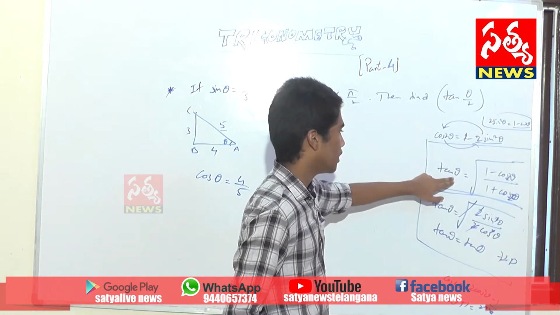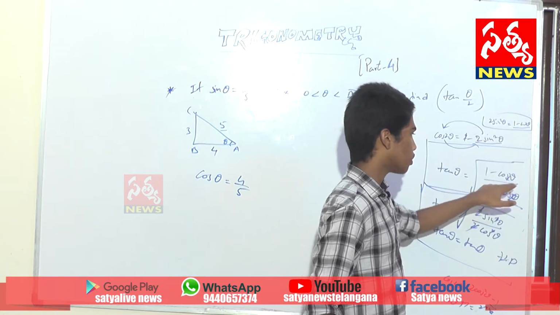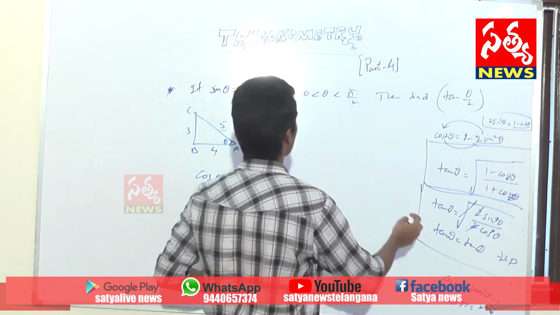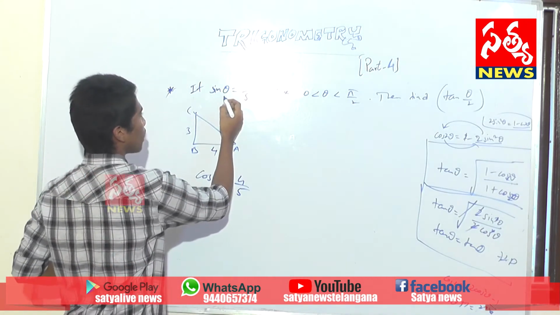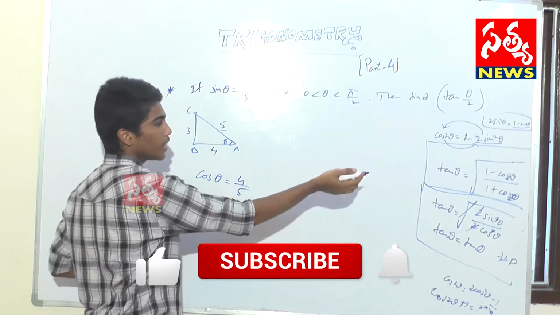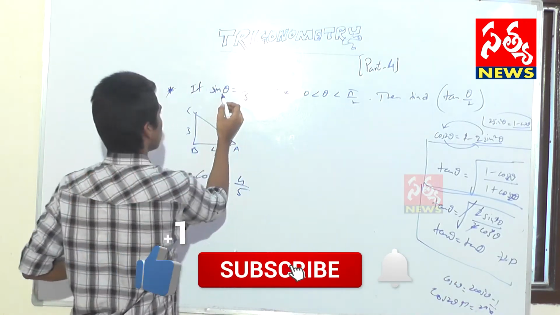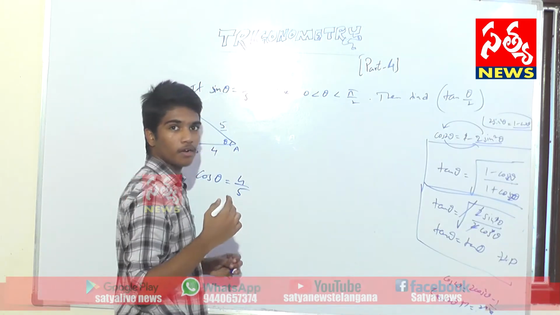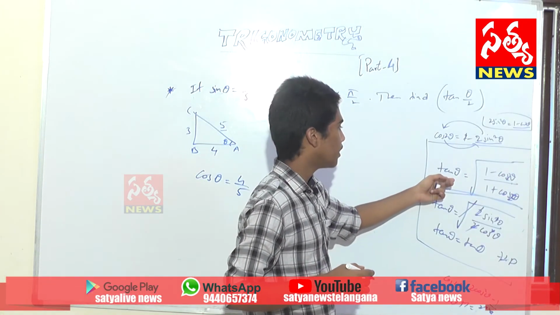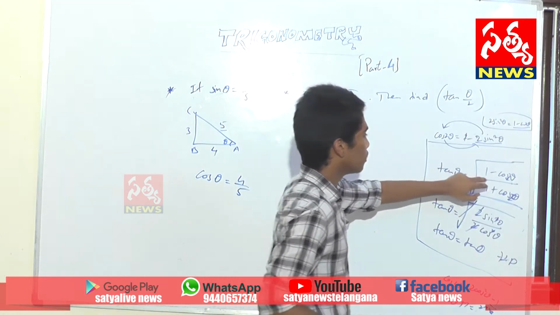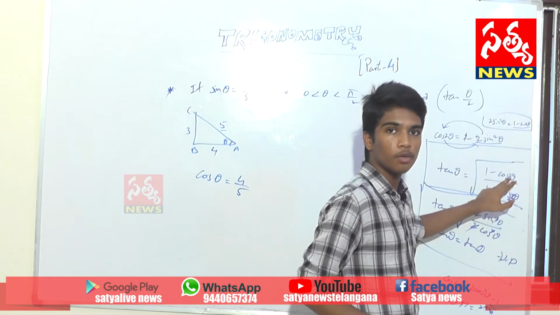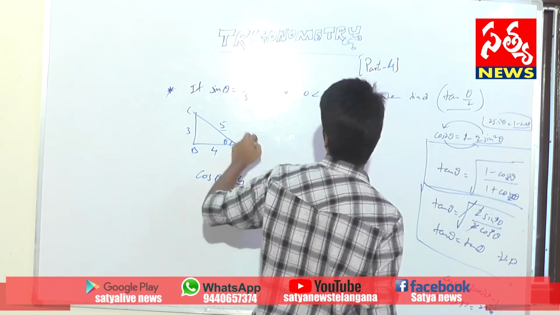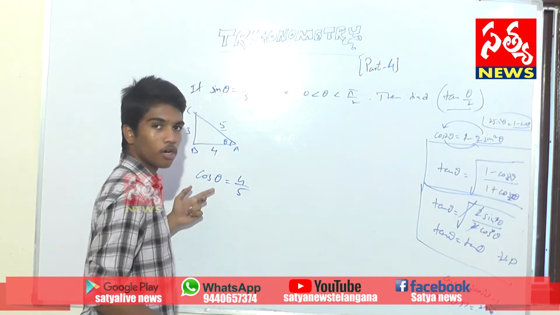See here, the formula gives tan theta is equal to under root 1 minus cos 2 theta by 1 plus cos 2 theta. But we require tan theta by 2. For tan theta, if the angle is doubled here, we get cos 2 theta. But there is no 2 in the angle of tan theta by 2, so we take cos theta.